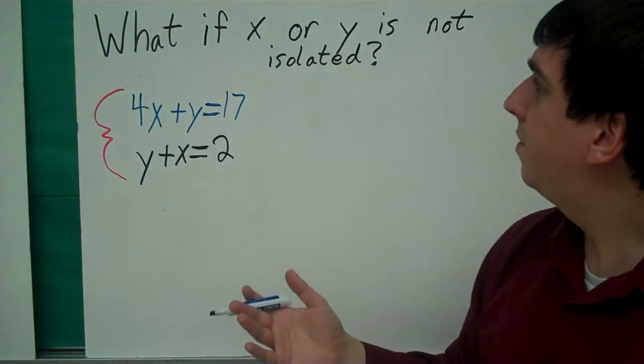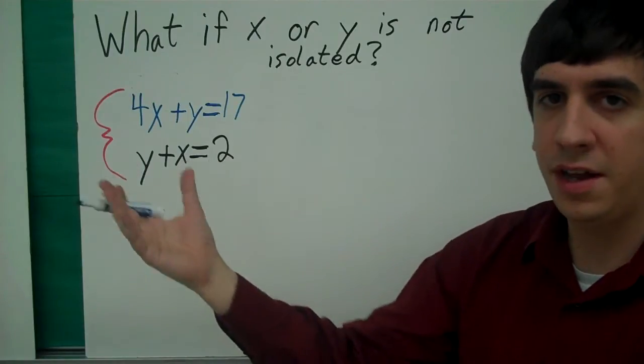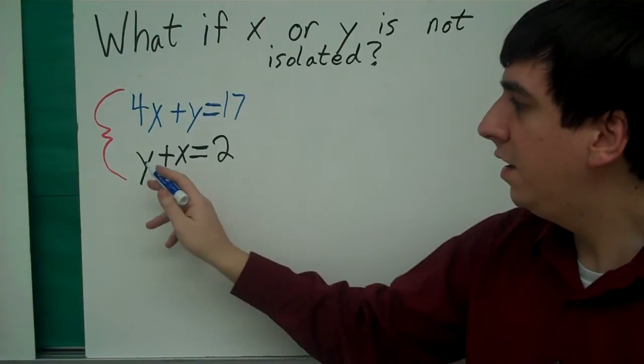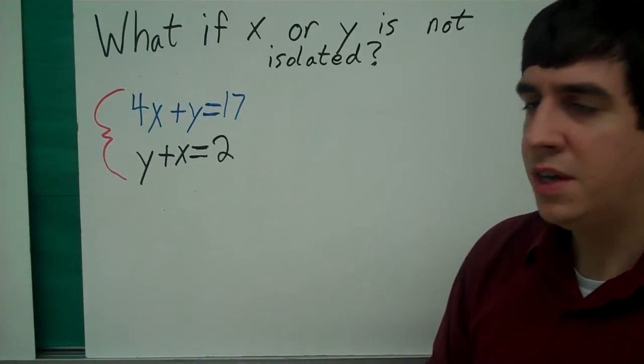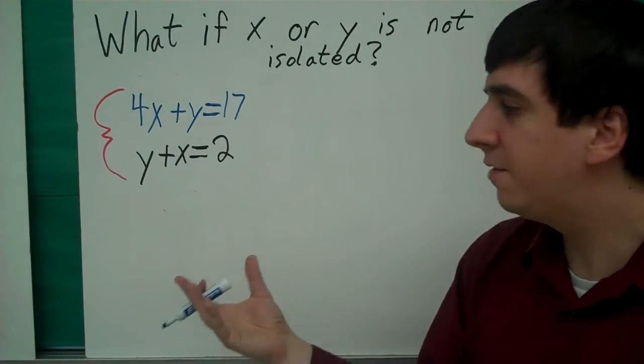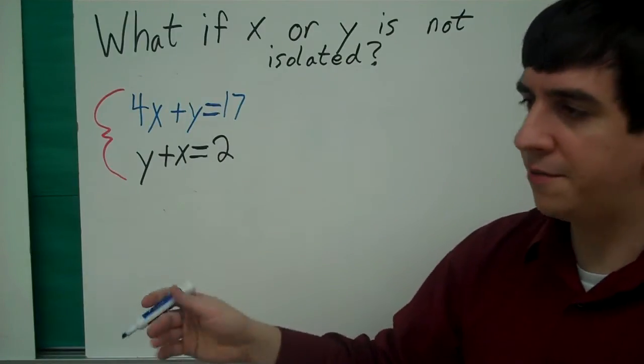We're going to see some situations where x or y is not already isolated. So before we had y equals and y equals. Now we have 4x plus y equals 17 and y plus x equals 2. I don't have a variable just by itself. Neither of these equations is already solved for a variable. What I'm going to do then is choose the second equation and solve it for y.